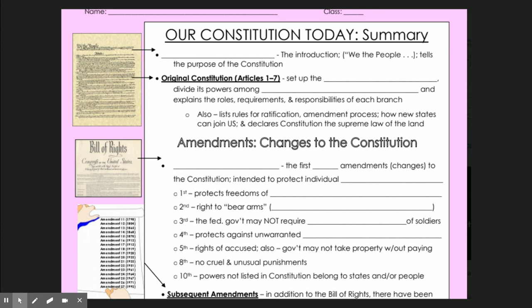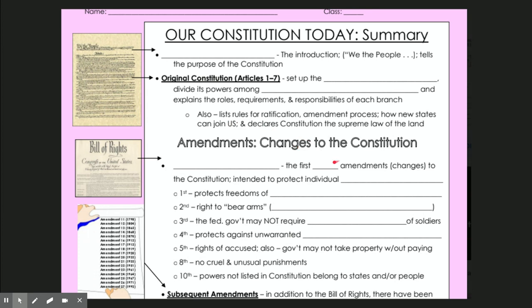So the first 10 amendments are going to be the Bill of Rights. Here it says Bill of Rights. You're going to write Bill of Rights right here. It's basically a list of rights. It's the first 10 amendments. And amendments means changes. That's important to know. It says it here too. Amendments are changes. So when something is changed, it's amended.